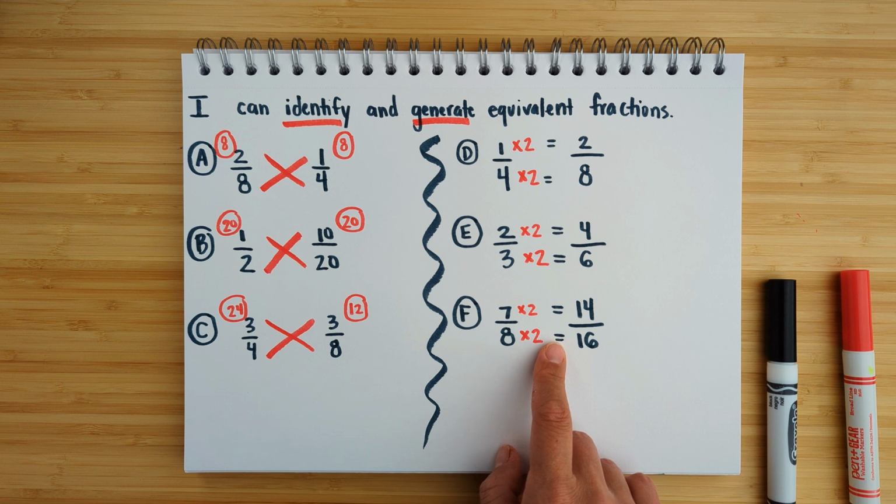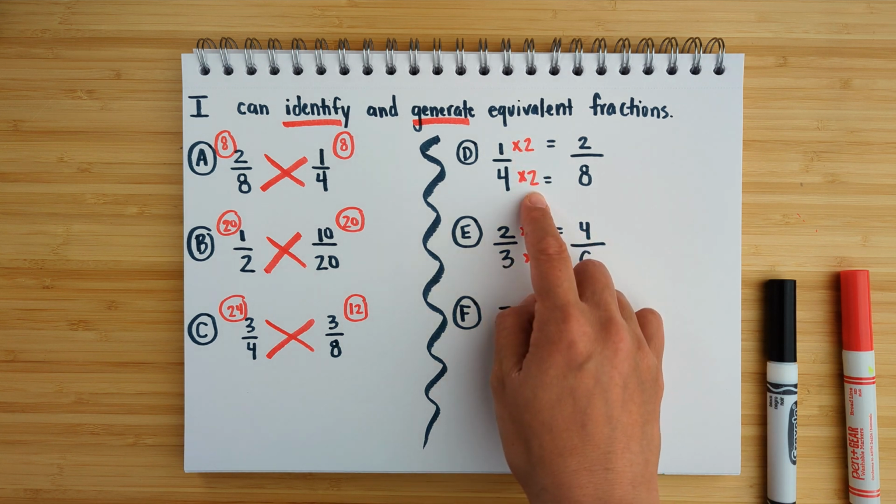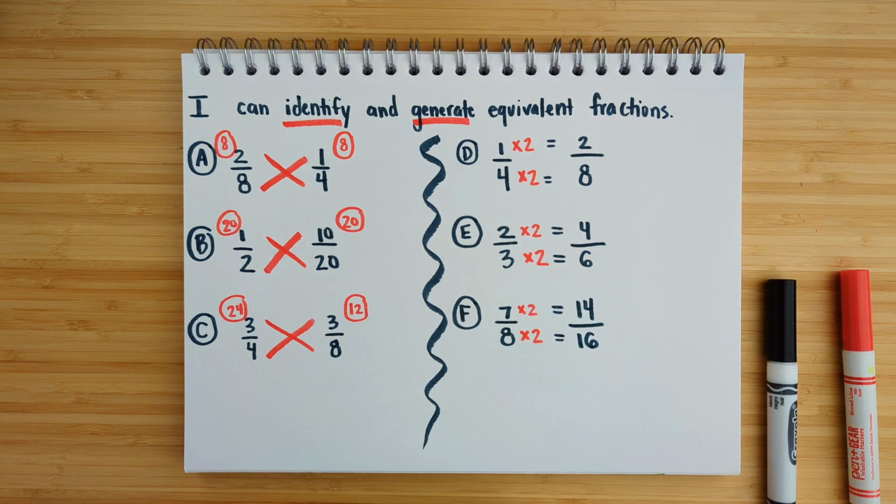Generating equivalent fractions: you multiply the numerator and the denominator by the same number, and you will generate an equivalent fraction. And that's it.